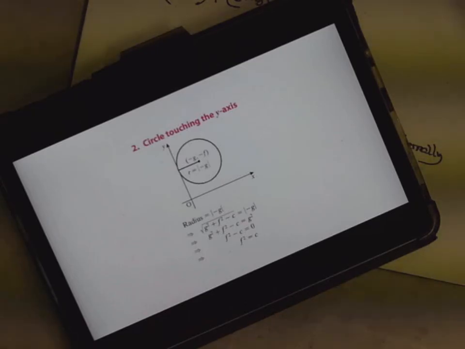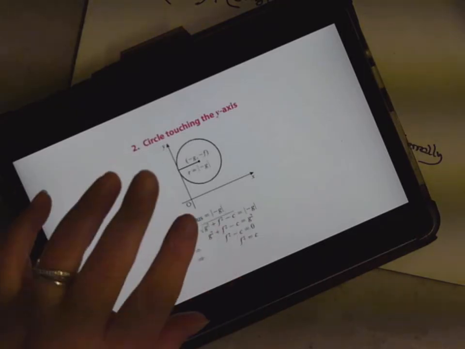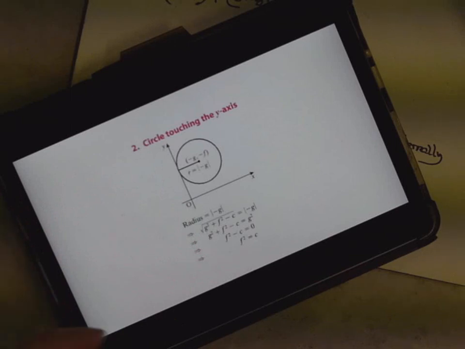Right? You're never going to remember this. You need to remember how to do this, because you're not going to remember that if it's touching the x-axis, g squared equals c, and if it's touching the y-axis, f squared equals c. You can't magic that up anyway. You have to show where you got it. Okay? Right?